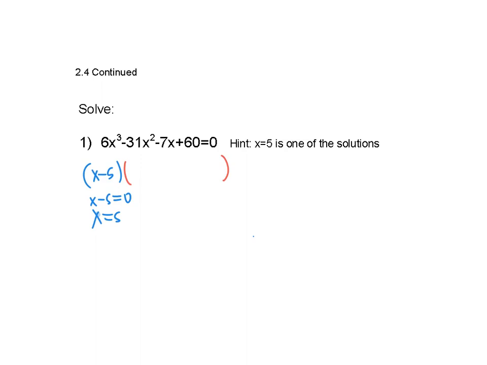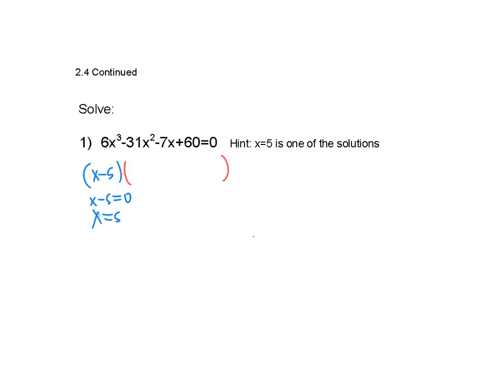Well, if x minus 5 times those red parentheses is my original polynomial, if these two polynomials multiply to be the original problem, then I can divide 6x cubed minus 31x squared minus 7x plus 60 by x minus 5 to figure out what's in the remaining red parentheses. So that's what we're going to do. We're going to use division. Now we can use long division or we can use synthetic division. I particularly like synthetic division, so that's what I'll use.